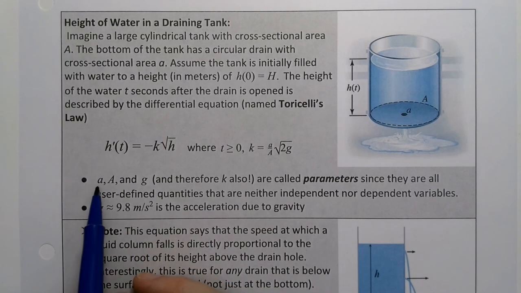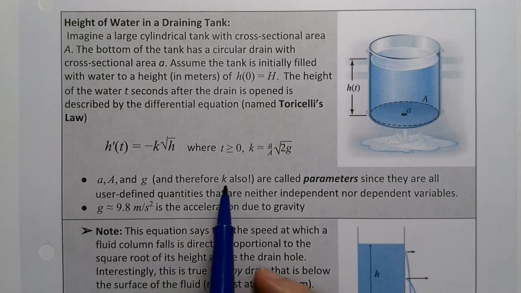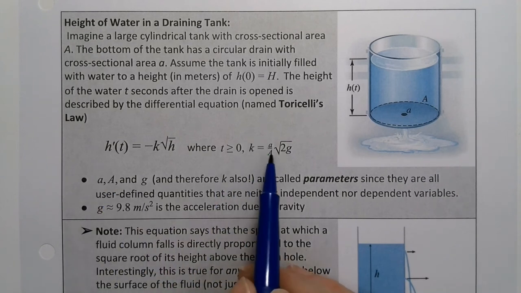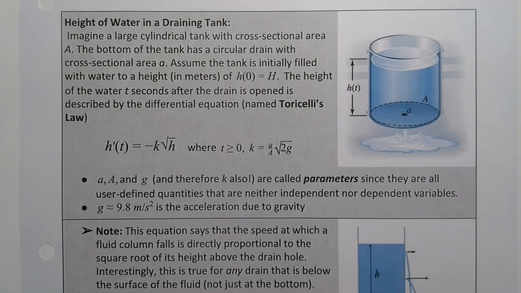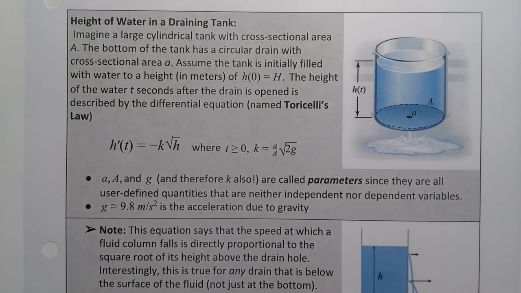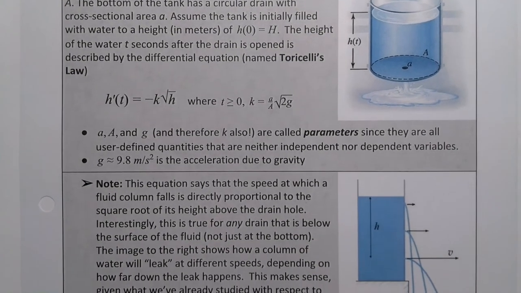Of course, a, capital A, and g, well, g is a constant anyway, and therefore k also, because k is built from those things, are called parameters. They're constants that are user-defined quantities. They're not independent or dependent variables. They're just set up for your system. And this is a really interesting thing to note.